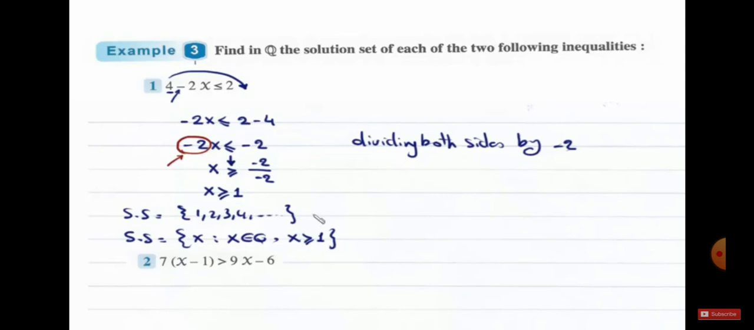But we have to know, if we divide by a negative number, we have to change the sign. Then we put x more than or equal 1. Then the S is equal 1 and 2 and 3 and 4. Why did we take 1? Because there is equal, x more than or equal. Then we can say S equals x, that x belongs to Q and x more than or equal 1.